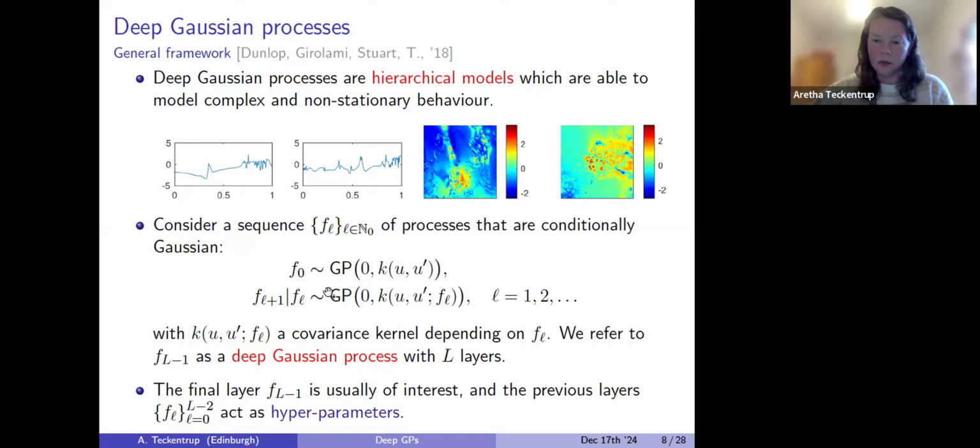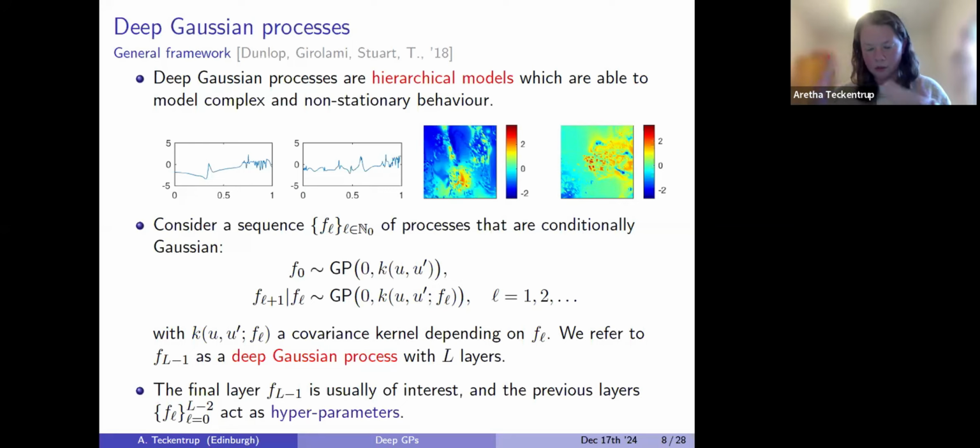And then on the higher levels, you do something slightly different. There you construct F_{L+1} as a conditional Gaussian process. So F_{L+1} conditioned on F_L is a Gaussian process where F_L enters into the covariance function k. At the moment that is completely abstract. I'll give you some examples later on.